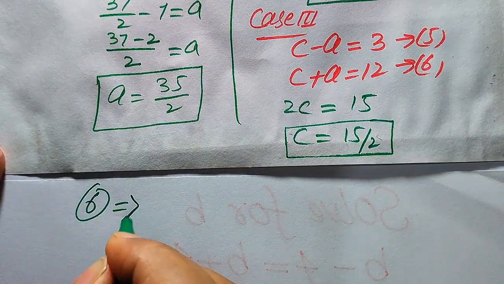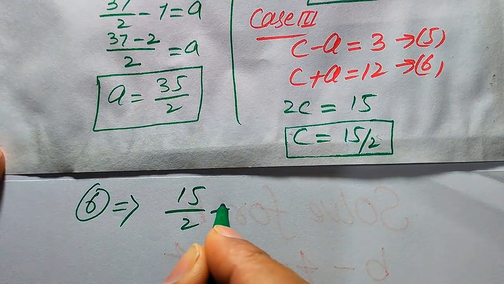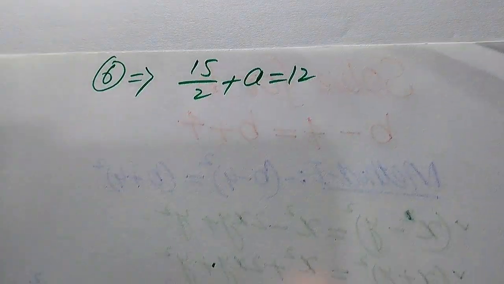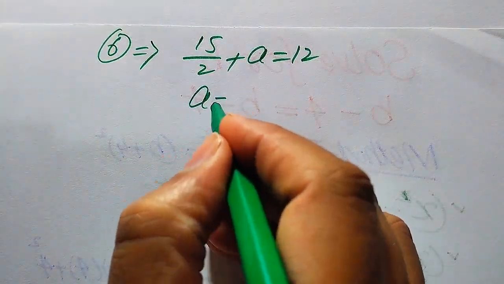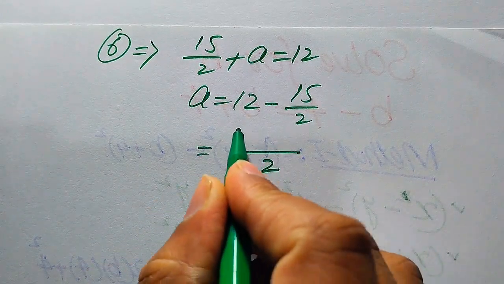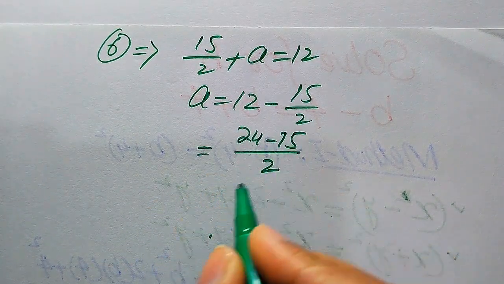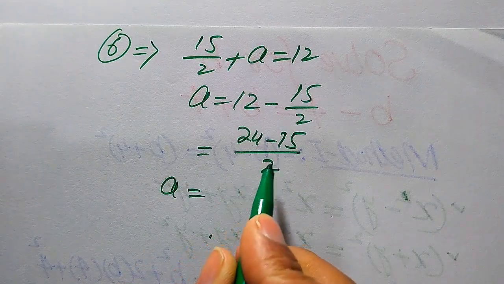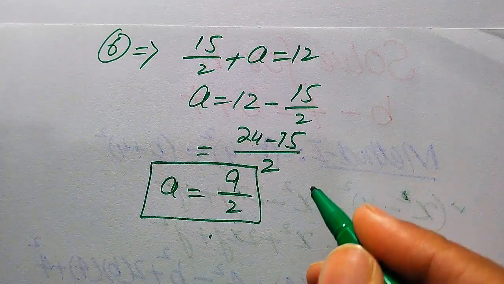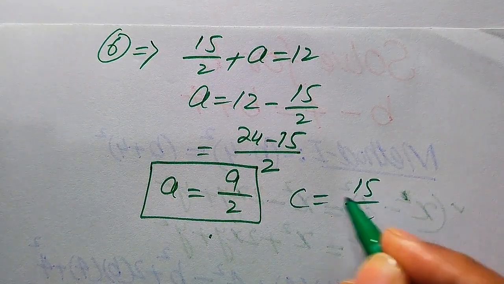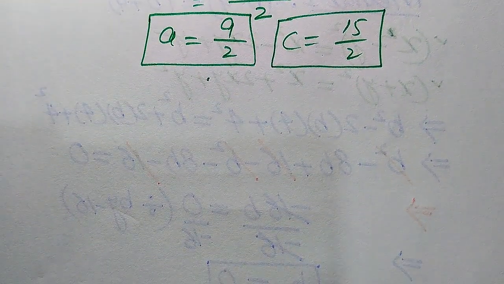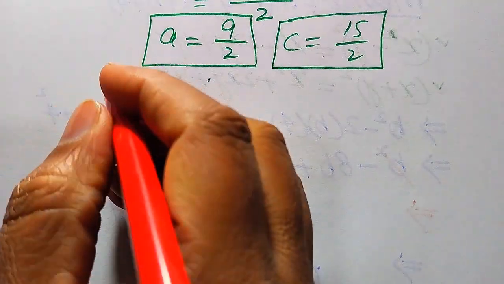And here we substitute this value of c in equation number 6. So equation number 6 implies that 15 over 2 plus a equals 12, and here we move this 15 over 2 to the right hand side, and it becomes 12 minus 15 over 2. So here we take the LCM and it becomes 24 minus 15. So we get the value of a equals 9 divided by 2. So this is the value of a which we get from the third case, and the value of c is 15 over 2. And now there are three cases, so in the end we have three parameters of the given equation.